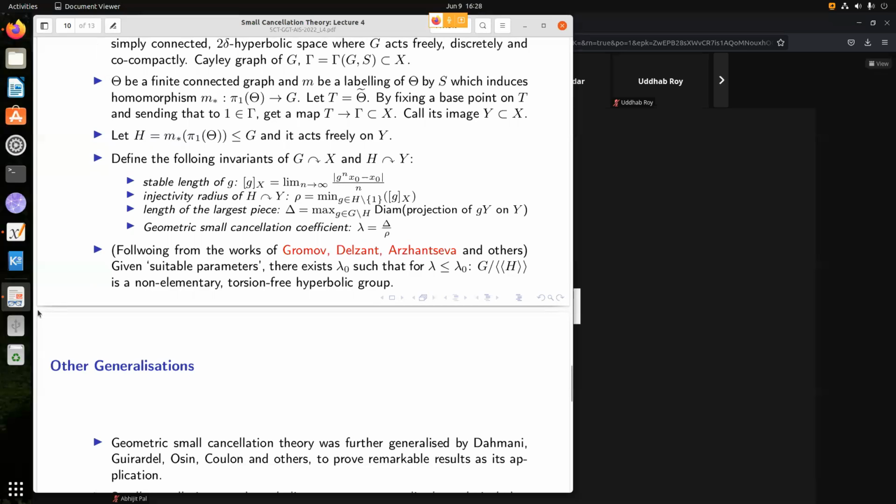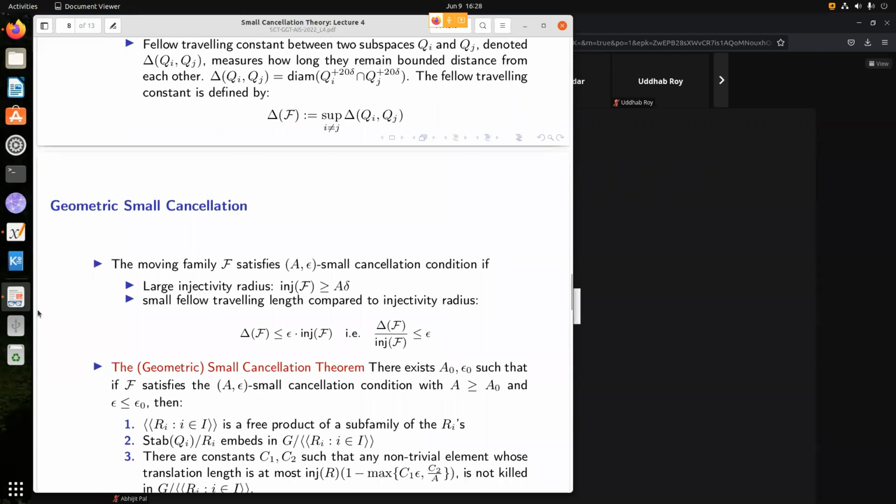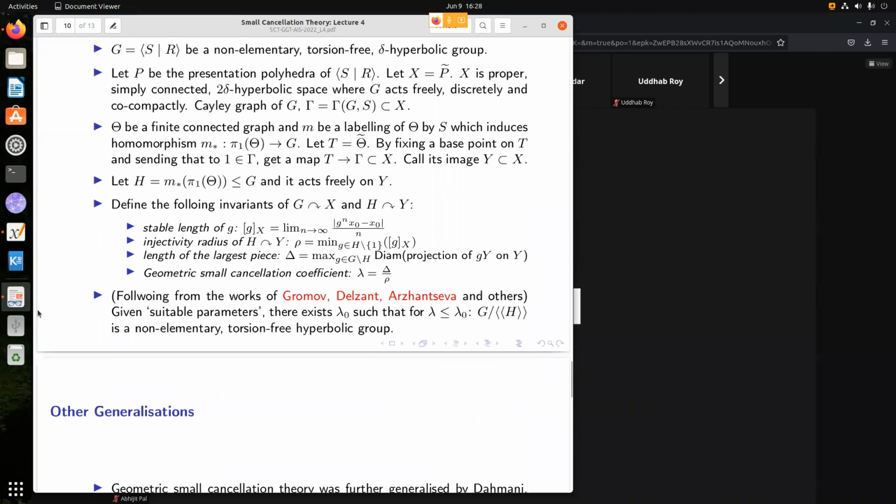And similarly, corresponding to this, we define this number to be the geometric small cancellation coefficient. See, earlier also we asked that delta divided by rho be less than epsilon.